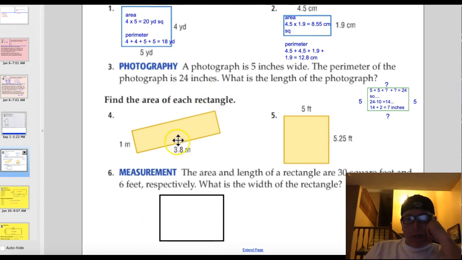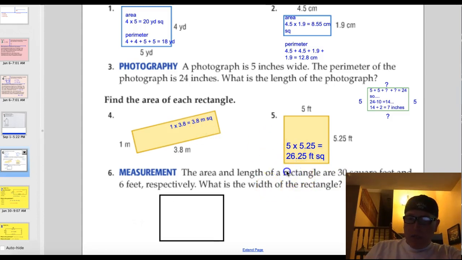Find the area of this rectangle. You go ahead and just do that in your calculator if you'd like. I got 3.8. Maybe you could have done it in your head. Hopefully you did. Another area one right here. There it is. 5 times 5.25 is 26.25, and that's again feet squared. These areas are always in units squared.